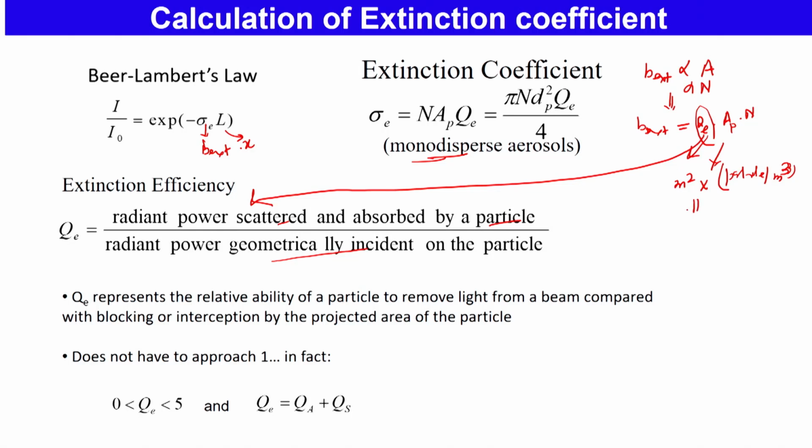Okay. So, this will give rise to unit of meter inverse. So, Q extinction is again a property that is actually unitless.